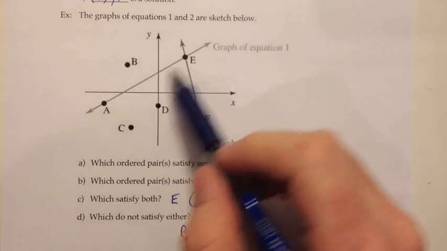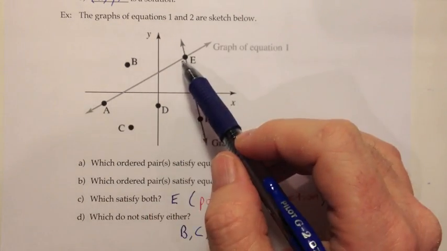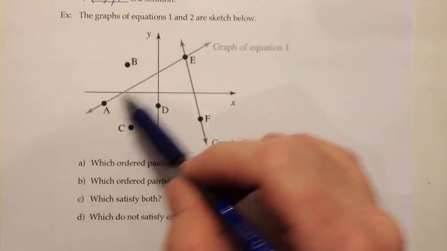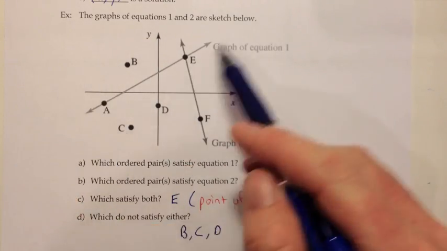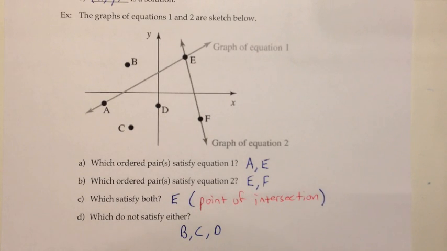So when we draw in this line, we're not just showing two solutions A and E, we're showing infinitely many. Everything on there is a solution, and I know B is not a solution because it's not on the line. So every point on a graph is a solution and satisfies the equation. Every point that's not on that line is not a solution and will not satisfy the equation.